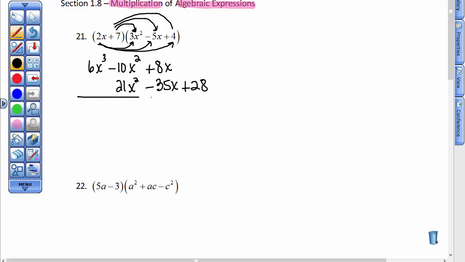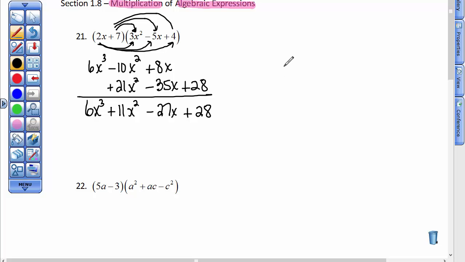And what I have to remember to do here is just bring down my 6x cubed. But these are like terms right here, and this is a positive 21, and we take away 10. Then we get 11x squareds. And here, a positive 8, and you take away 35, and you get a negative 27x. And then finally, let's bring down the 28.